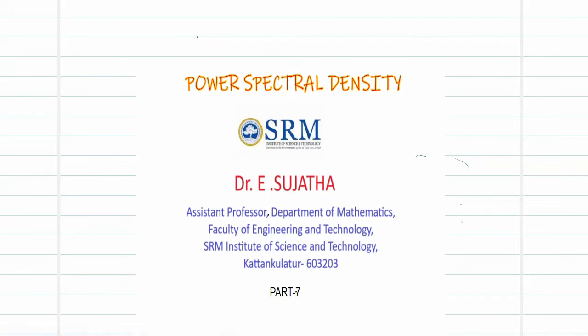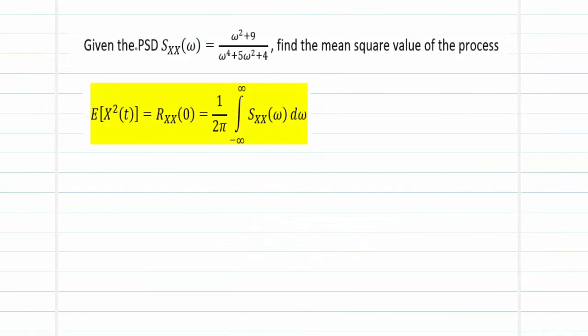The problem is: given the power spectral density Sxx of omega equal to (omega square plus 9) divided by (omega power 4 plus 5 omega square plus 4), we have to find the mean square value of the process. We know that the mean square value of the process is given by the expected value of x square of t. This is nothing but equal to Rxx of 0. So in the general formula of the inverse Fourier transform pair for your power spectral density, replace your tau with 0.